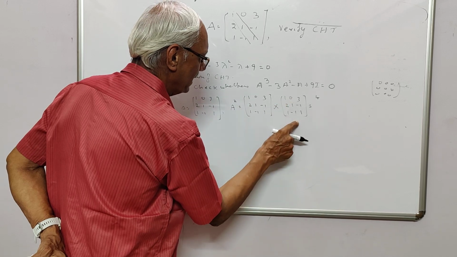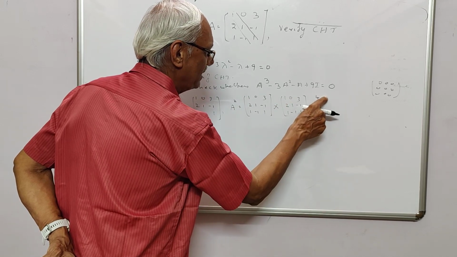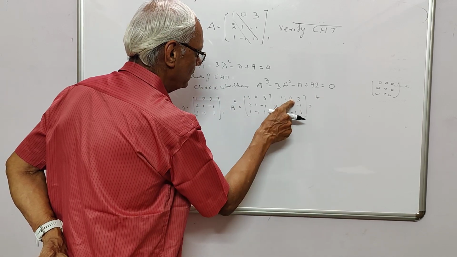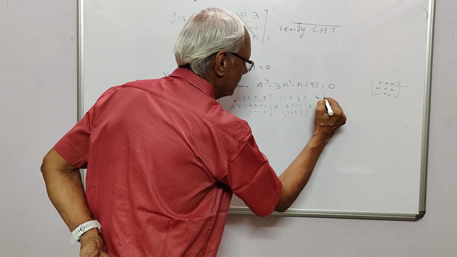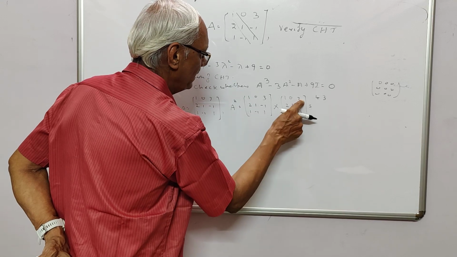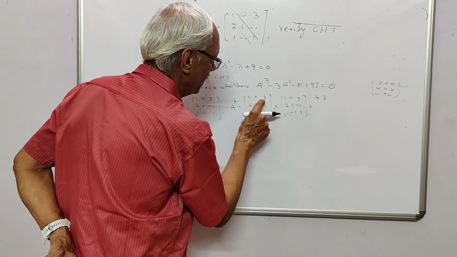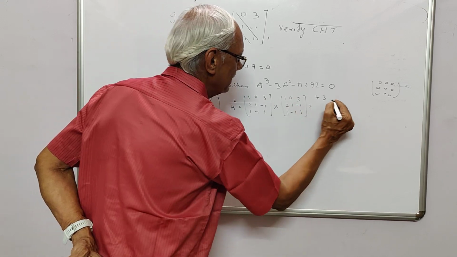Then first row into second column. You will get the second element in the first row. 1 into 0 is 0, 0 into 1 is 0, 3 into 1 is 3. It is 3. Then 1 into 3 is 3, 0 into this is 0, this is 3. So 3 plus 3 is 6.